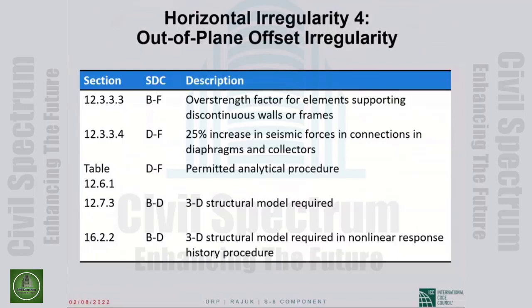So elements supporting the discontinuous wall surface have to be designed using load combinations with overstrength factor. That is a very, very important requirement. Overstrength factor for elements supporting discontinuous walls or frames, 12.3.3.3, that section applies. Then 25% increase in seismic forces, that is almost everywhere for every irregularity. Permitted analytical procedure that you have to look at. A 3D model would be required, and even in nonlinear time history analysis, a 3D model will be required.